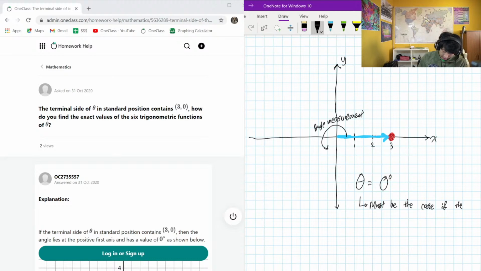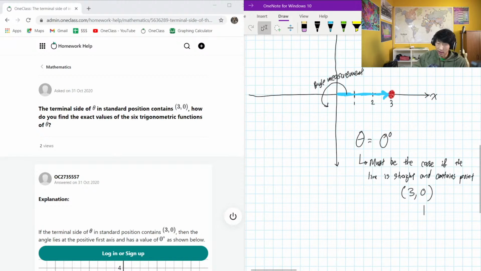if the line is straight and contains the point (3, 0): 3 in the x, 0 in the y. Yeah. Okay, so, yeah, and that's the terminal side. So this is how we find the angle. That's the first part of it, identifying the angle.